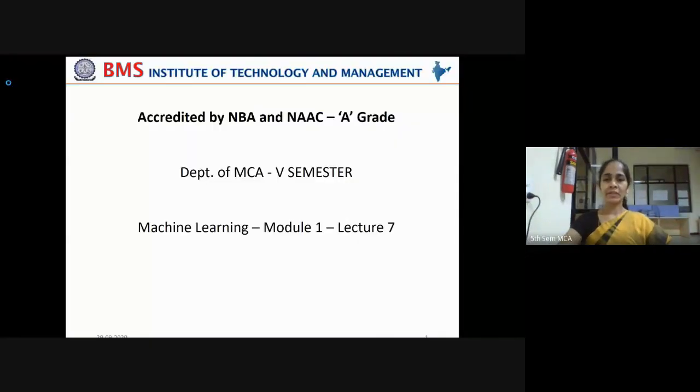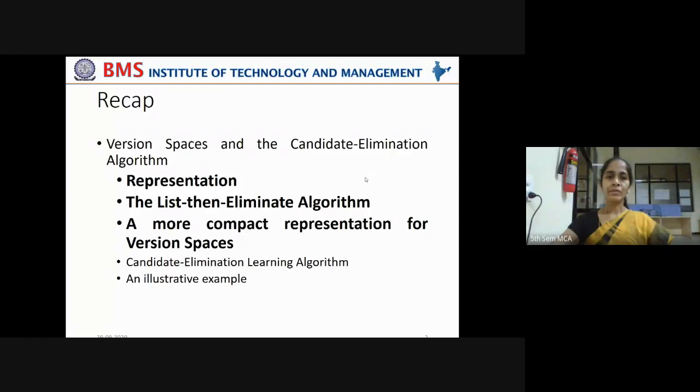Can you see this presentation? Yes, ma'am. Okay, let's move on to this seventh lecture under module 1. In the last class, we saw what a version space is and its representation, and how we can understand the List-Then-Eliminate algorithm as the basic algorithm which moves towards the candidate elimination algorithm. And a more compact representation of version spaces also we have covered, right?